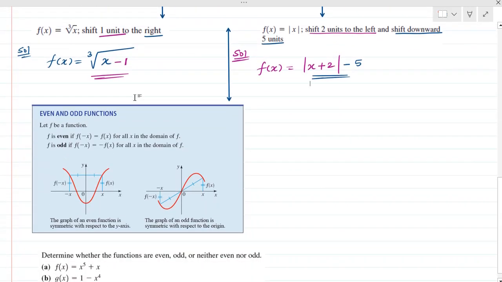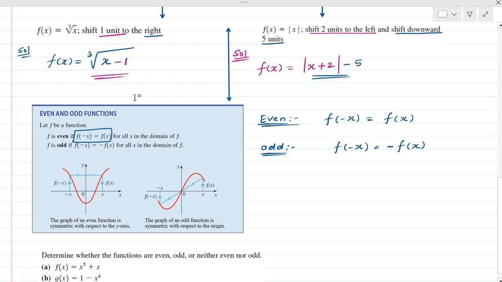And the last one here is even and odd functions. What do you mean by even? The very important rule is this one. If you substitute x equal to minus x, for the even function the condition is that it gives f of x. For the odd function you will have this rule: f of minus x, if you put it, will leave the minus sign outside, minus of f of x.